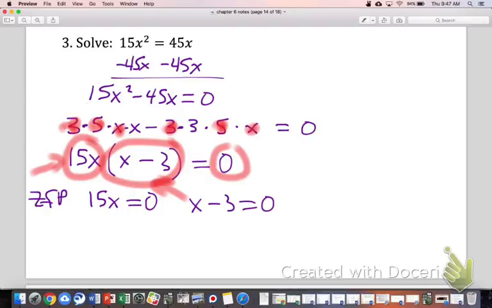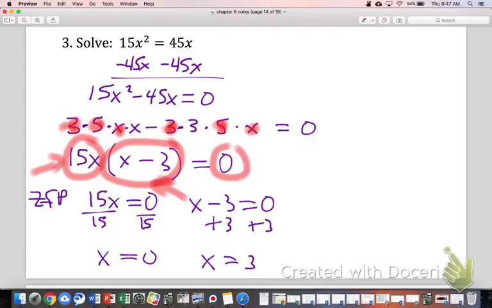Are you with me still? Yes. Okay, so now to solve this, we divide both sides by 15, and we get x is equal to 0. And x is equal to 3. And over here, you add 3 to both sides, and you get x is equal to 3. If you were to take those two numbers, either one of them, and plug them back into the original equation, you should get a true statement. It should make the original equation true.